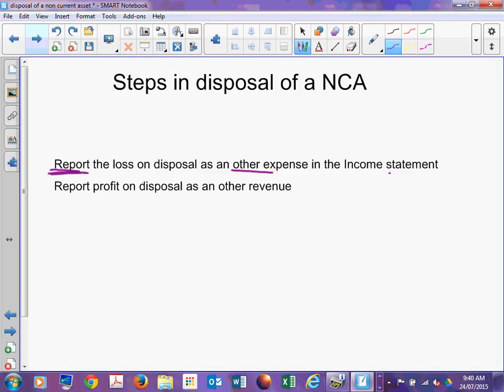Why? It's after the sale. It's not related to the selling of stock. So it's an expense of the business, but it's not part of what it does for its business. Profit gets reported under other revenue. Same reason. It's not a sale of stock. It's not our main core business. So it goes as other revenue.